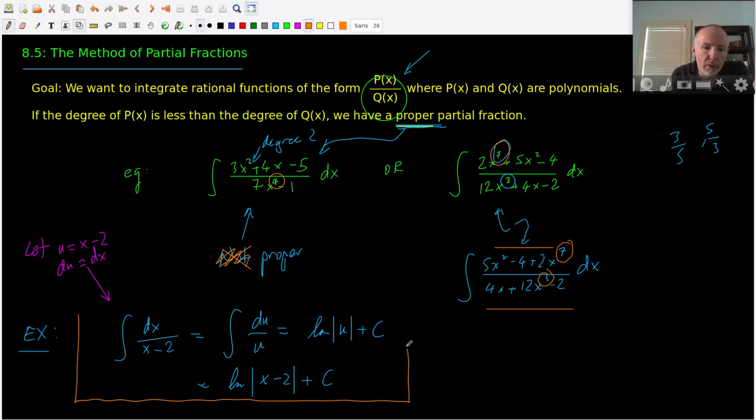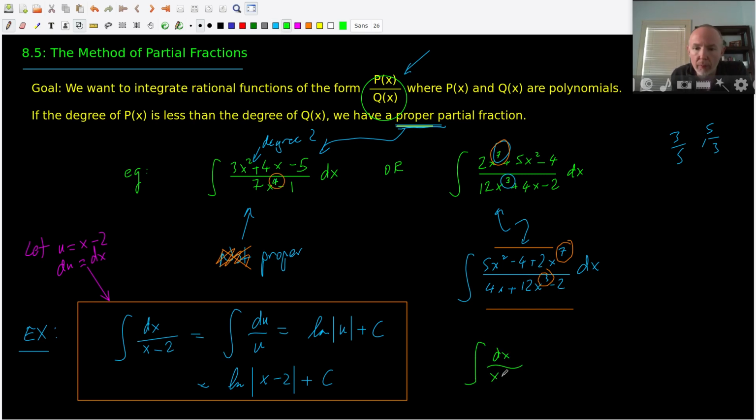This is the kind of integral we have done before, and more importantly, it's the kind of integral we're going to do a lot. So when you just see literally a shift, in fact, I'll write it down here. Anytime you have an integral of the form dx over x minus a, that integral is going to be the natural log of the absolute value of x minus a. And I'm never going to do a u substitution again. This is a basic integral that we've seen and that we're going to use as we go forward in this section.